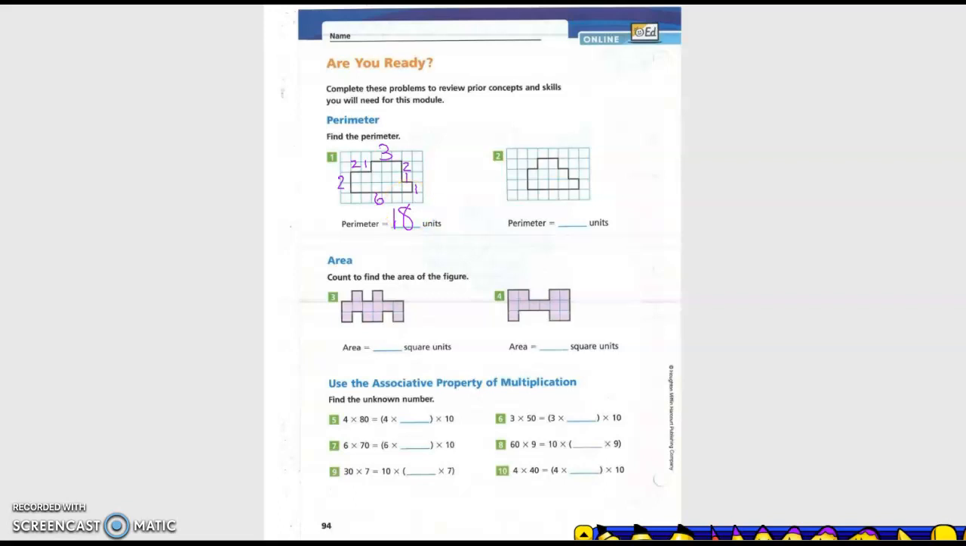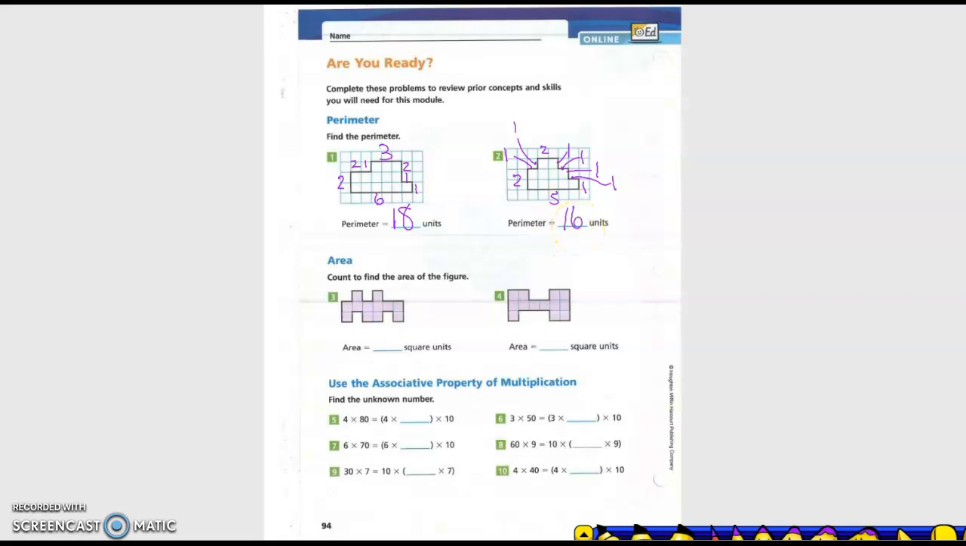So how many here? 2, 1, right? 1, 1, 1, 1. How many here? 5, 2, 1, 1. Okay, so let's work around the clock. So 2, 3, 4, 5, 6, 7, 12, 14, 15, 16. So 16 units, right?